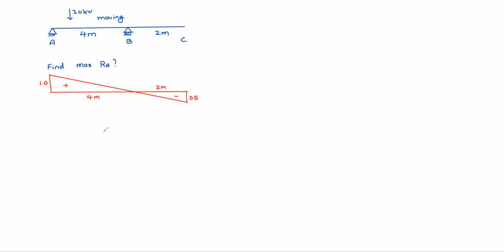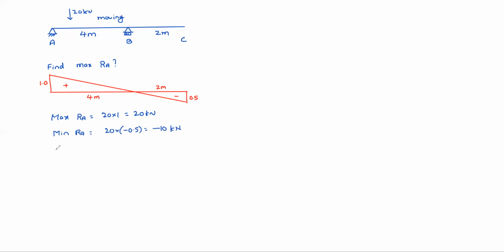So now maximum RA equals 20 into 1, that equals 20 kilonewtons. So minimum RA is minus 10. Minimum also you can find if you want. Minimum RA equals 20 into minus 0.5, that equals minus 10. Minus means the reaction will be in the downward direction. The beam tries to lift up, so obviously the reaction will be in the downward direction.